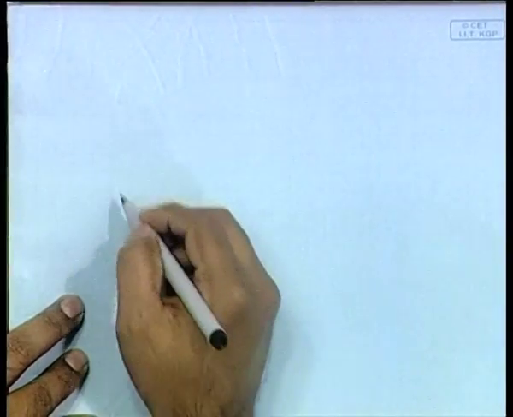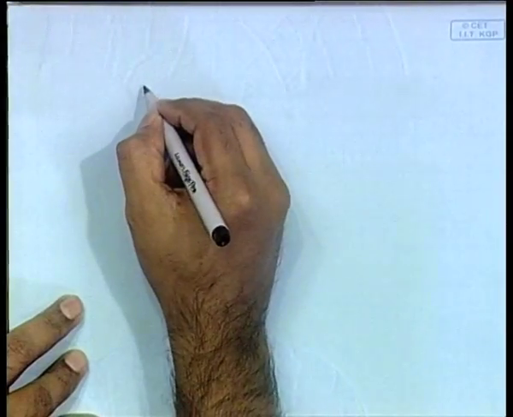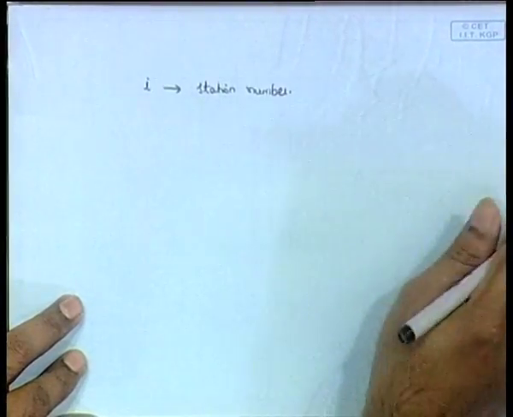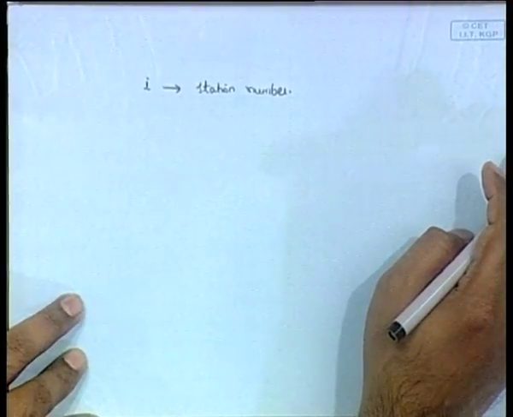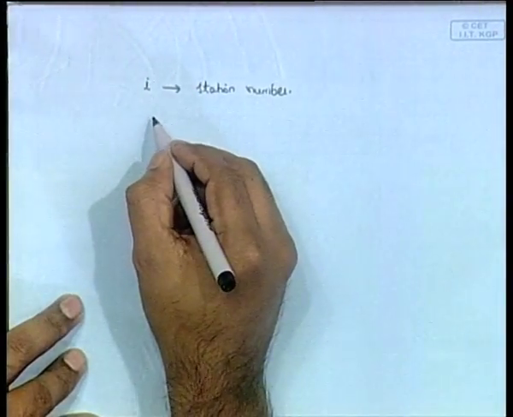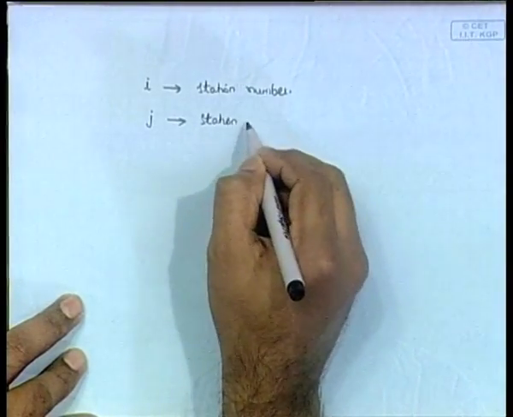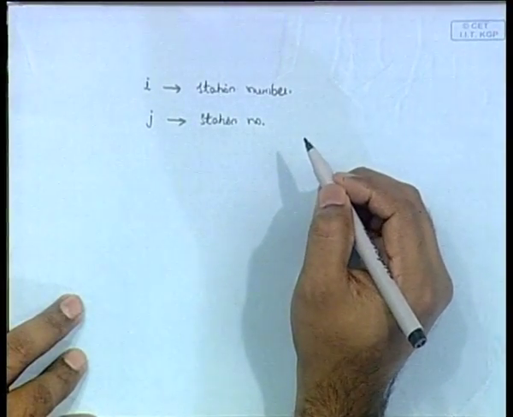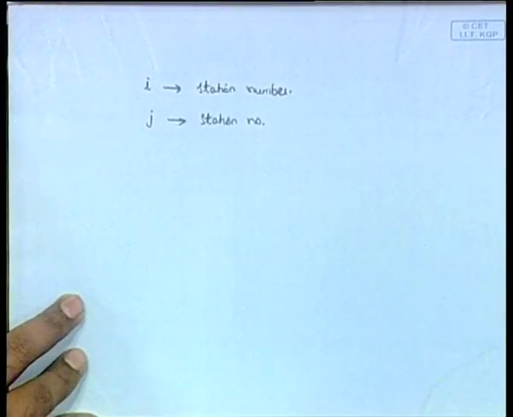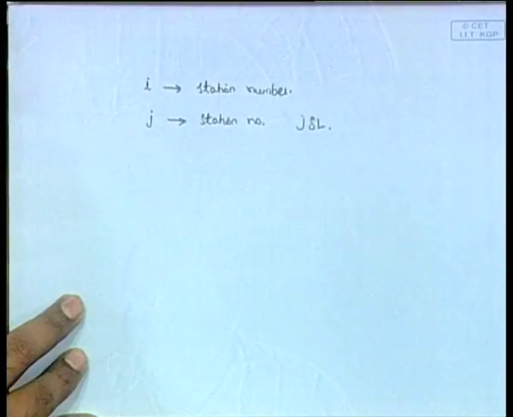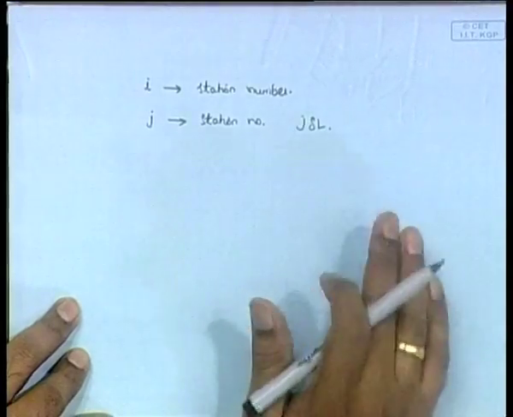First of all, there are some notations we are going to follow in the next couple of derivations. I represents the station number. In some cases, we use j also, which also represents station number. I will tell you where it is used. Let us suppose that the distance between the two stations is delta L. Therefore, the jth station is at a distance of j delta L from the origin.